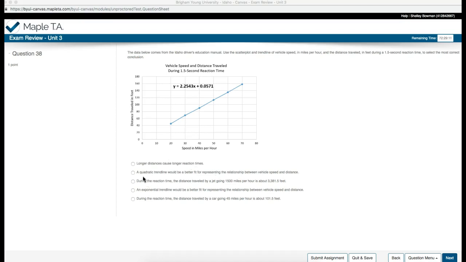The next one, a quadratic trend line would be a better fit for representing the relationship between vehicle speed and distance. Not really, because this is really right on, it's going through every single one of those, so I'm not going to do that one either.